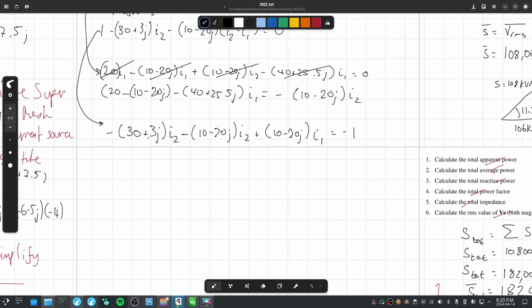So let's collect like terms. So it's negative 30 plus 3j. Alright, let's do I1. Do in order. 20 I1 plus negative 30 plus 3j minus 10 minus 20j, I2 is equal to negative 1.